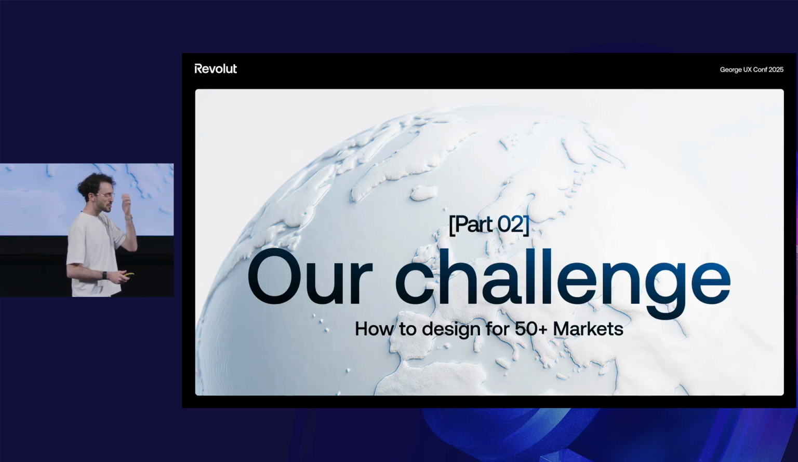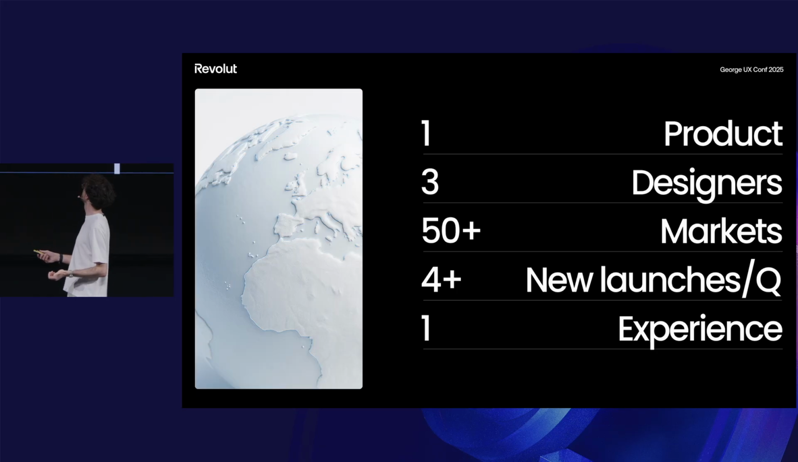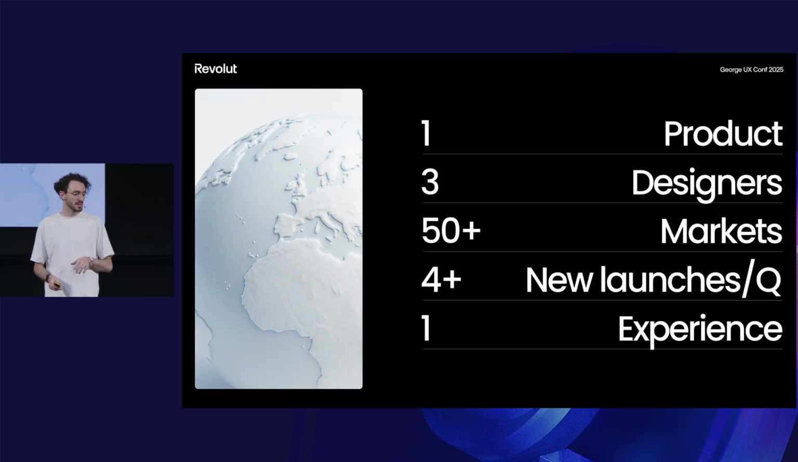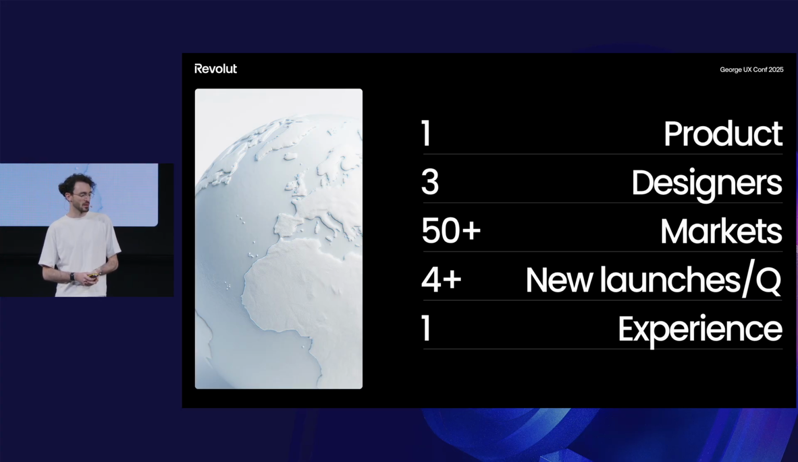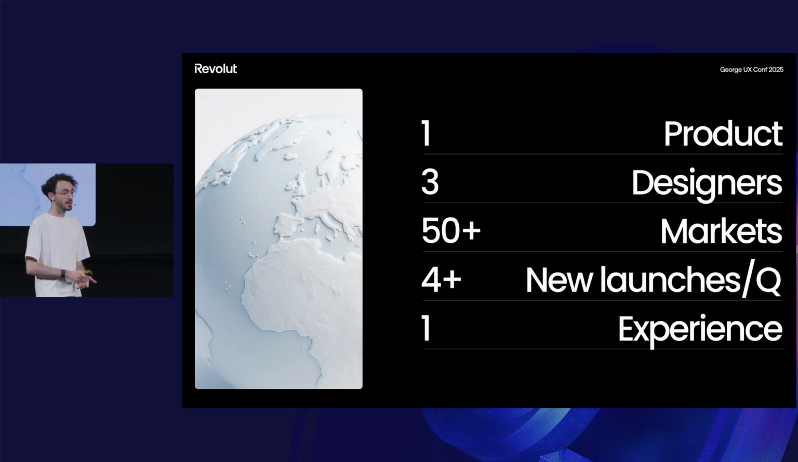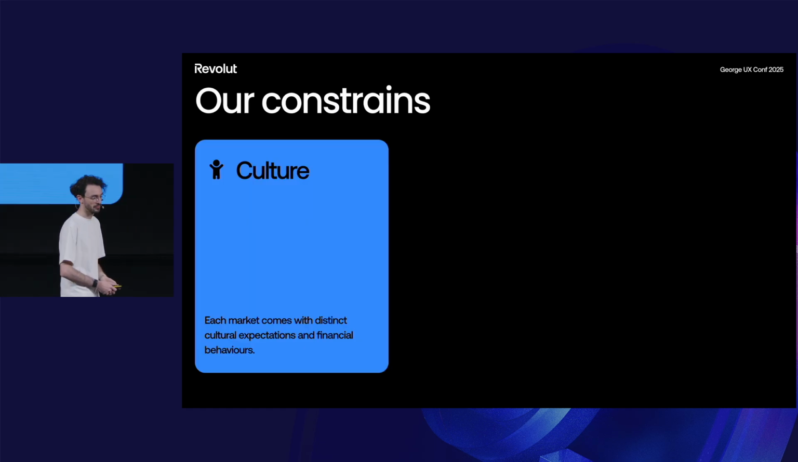But before jumping into the solution, I would like to maybe share a bit more about the challenge that we face at Revolut. So Revolut, it's one product. We've got basically 3 designers that are working purely on the onboarding parts. This is what I'm going to focus on today. We've got 50 plus markets in the making. We're trying to introduce 4 of them per quarter, so we move quite fast. And the goal is to provide one single experience.